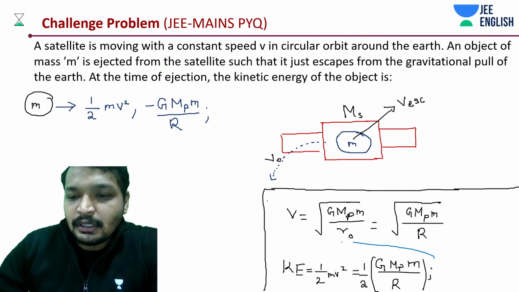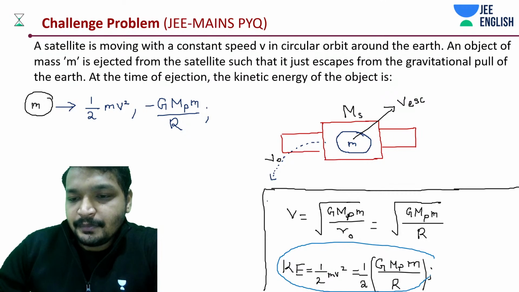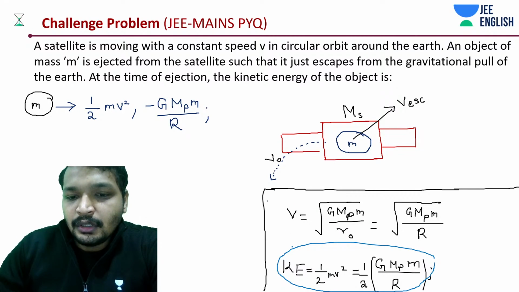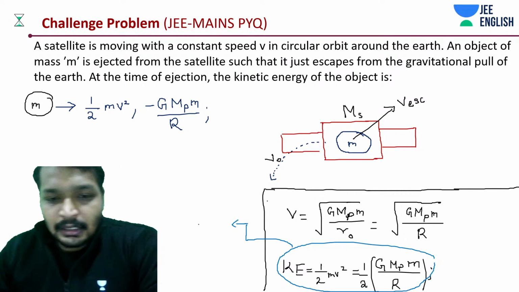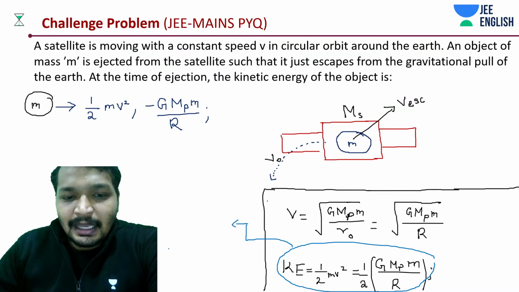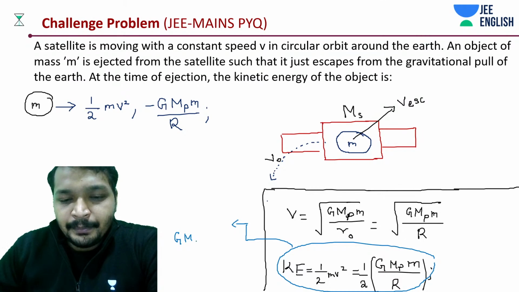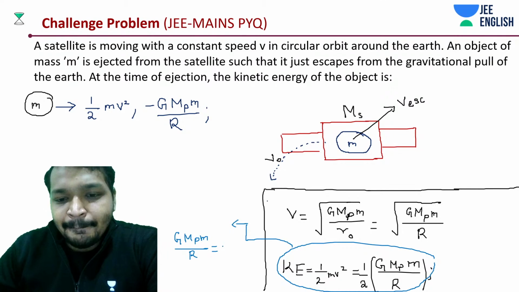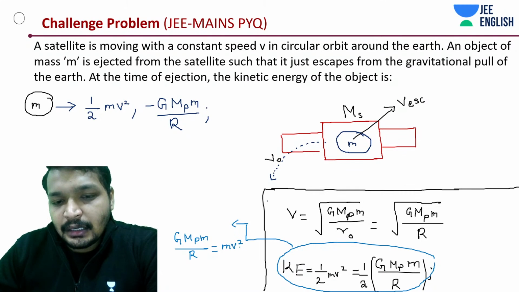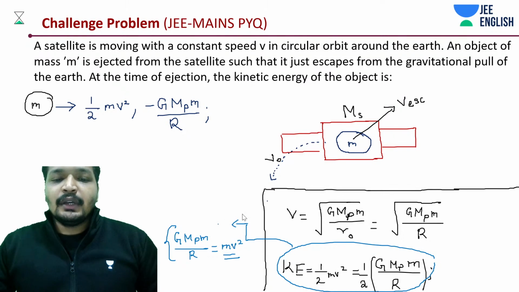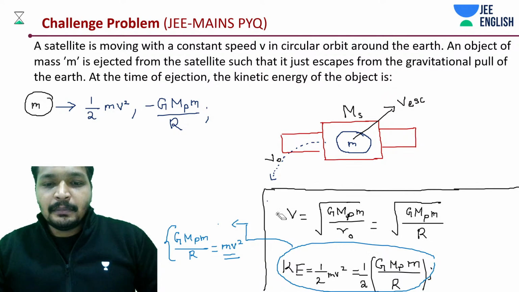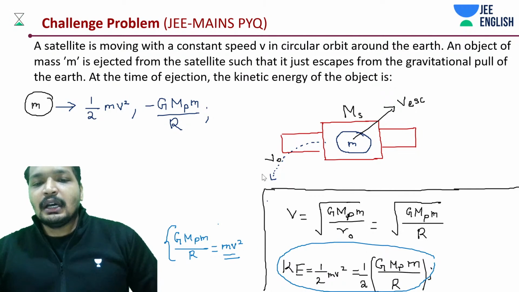Just carefully notice this. From this expression, or even from here, whichever is more convenient to you, can we say something like this, that G M planet into m divided by r is nothing but mv square?